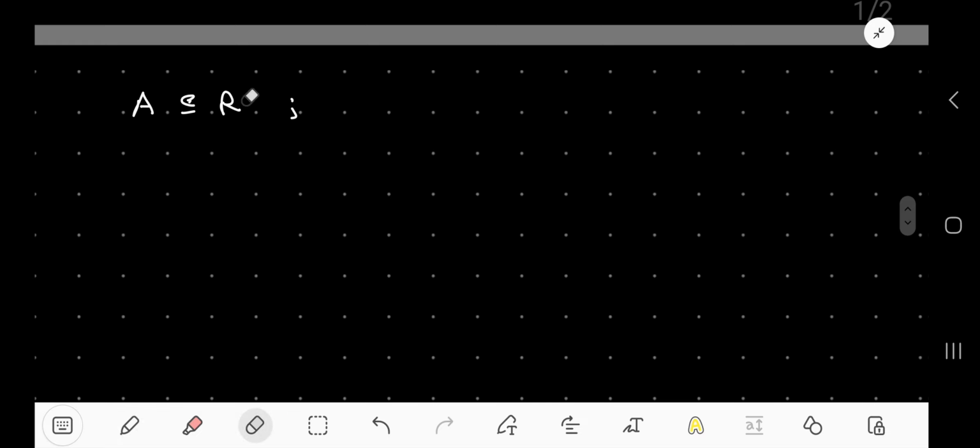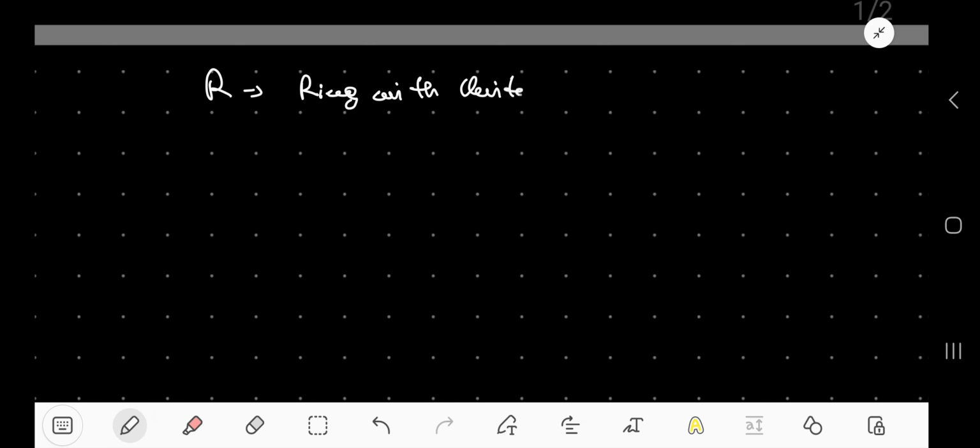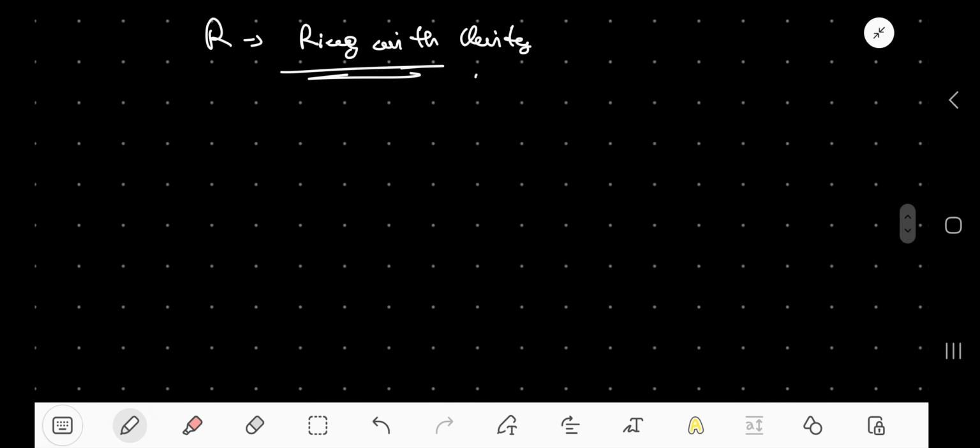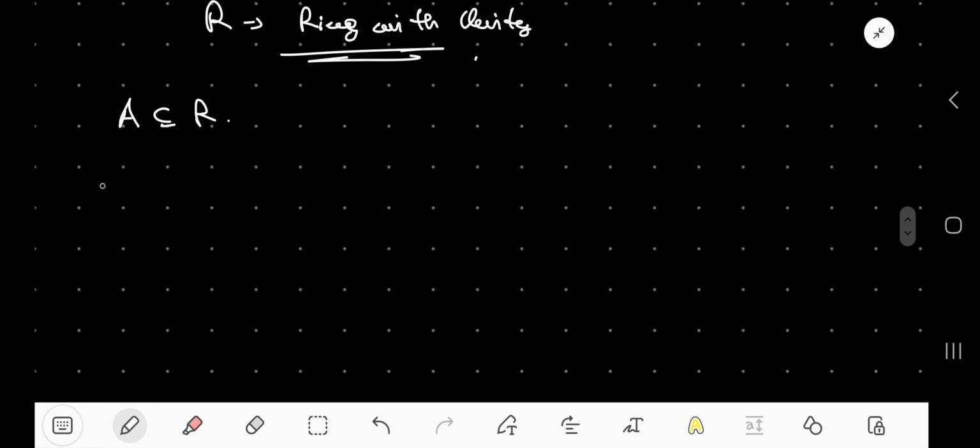Let's suppose A is a subset of R, and throughout this section we necessarily assume R to be a ring with unity, that is, R has a multiplicative identity. Suppose I choose A to be a subset of R, then I define the ideal generated by A, which is again analogous to what we did in groups, as the smallest ideal containing A.